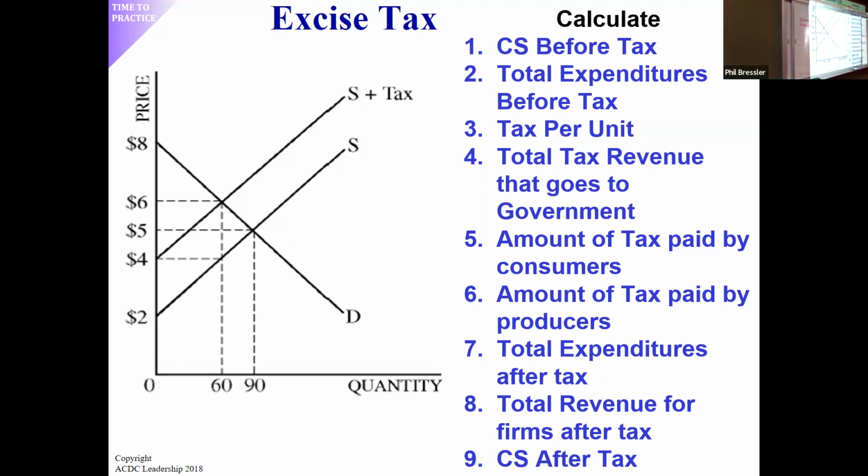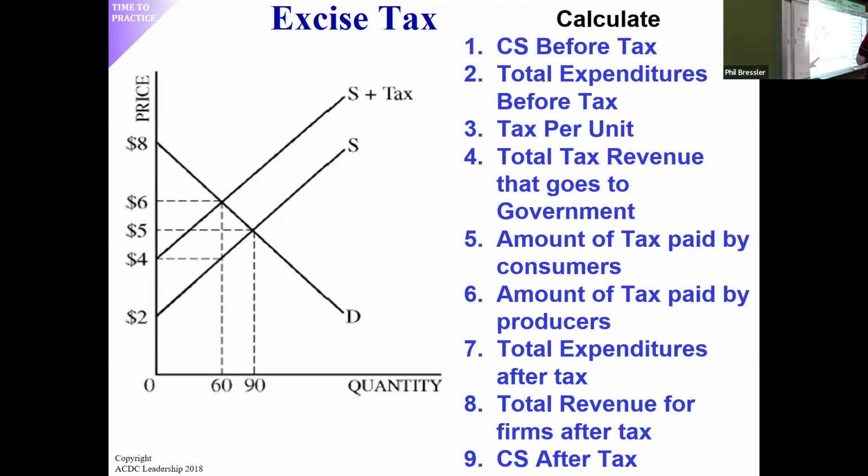Ronan, did you get the tax per unit? Yeah, it's $2. You take this line straight down, 6 minus 4, we got $2. Let's just do one more today. Total tax revenue that goes to the government. That's this box. Did anyone get that? Teresa? Right, 2 times 60 is 120. Any questions?